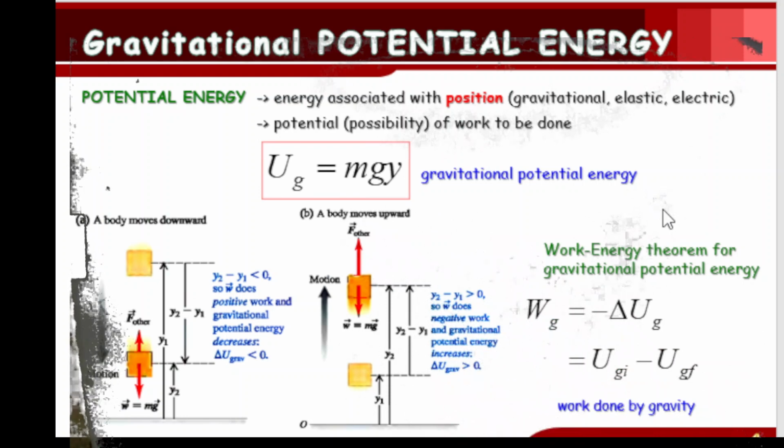Alright? So, we will be using capital U for potential energy, and the subscript G here is for gravitational. Again, because this is due to gravity, we have here the mg, which is the weight, and this is also associated with position y, that is along the y-axis.